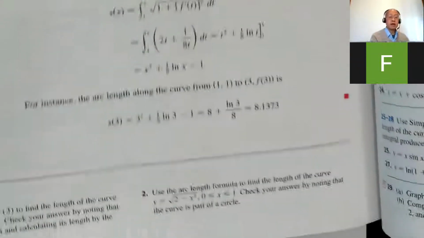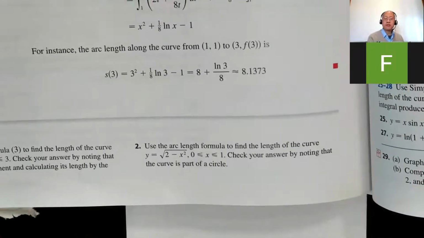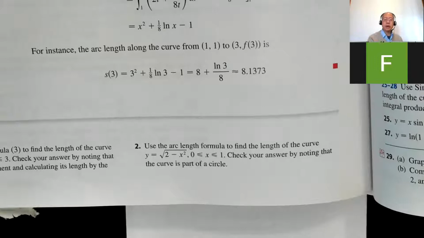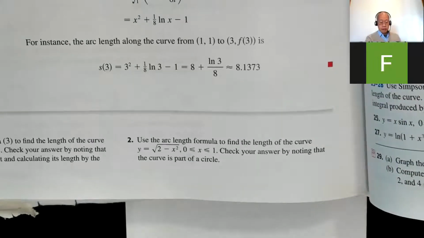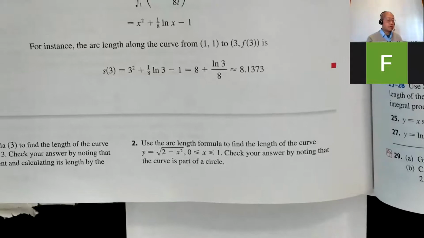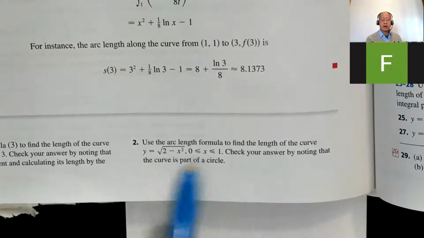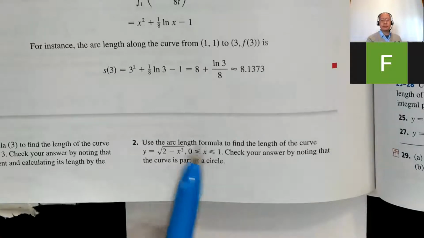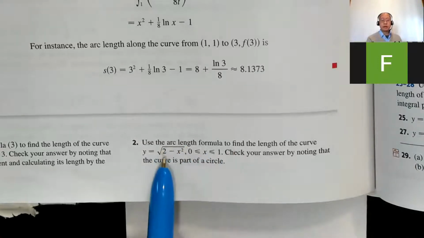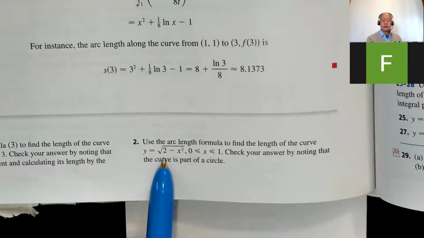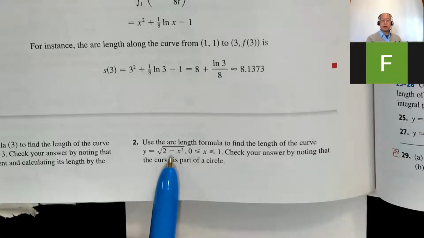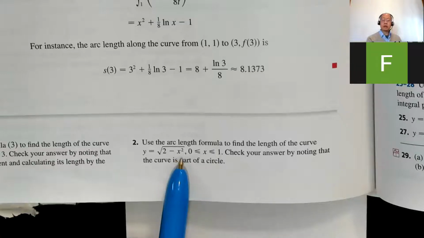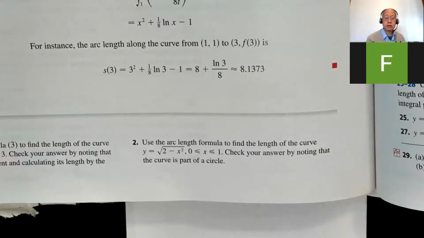Page 548, number 2: use the arc length formula to find the length of the curve y equals square root of 2 minus x squared, x between 0 and 1. Check your answer by noting that the curve is part of a circle. A lot of the quiz mimics what happens here. In fact, I think what I'm going to give you is somewhat simpler than the way they have it here. But in any event, you're going to help derive the formula for the circumference of a circle, which you should already know, or if you forgot, you can easily look it up. I'll give you the details tomorrow, but that's essentially what's happening for the quiz tomorrow.